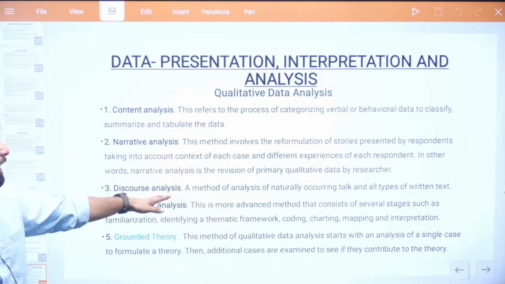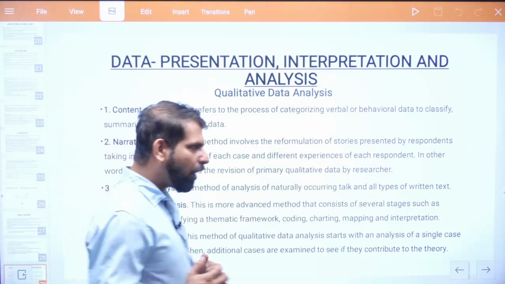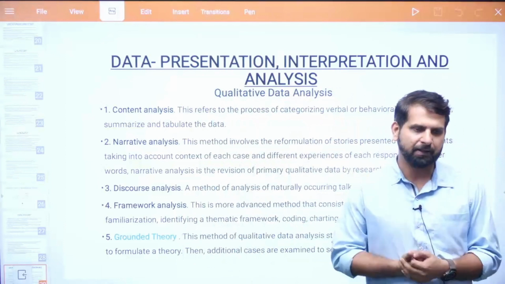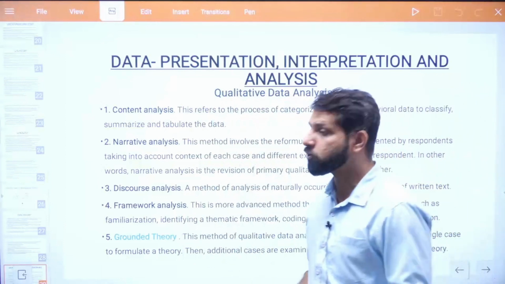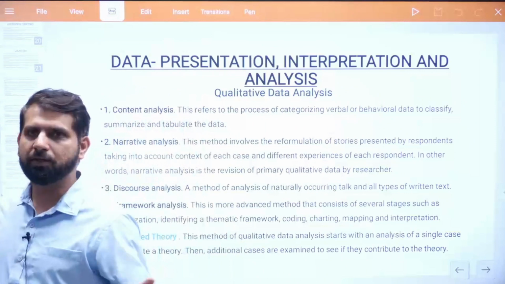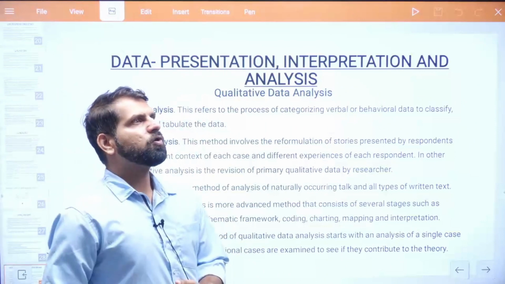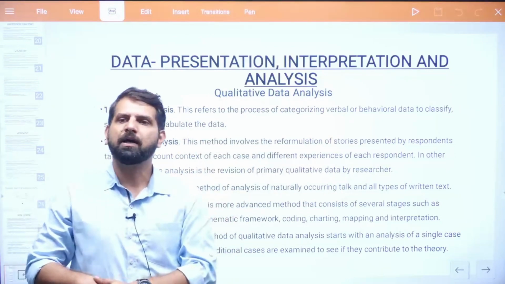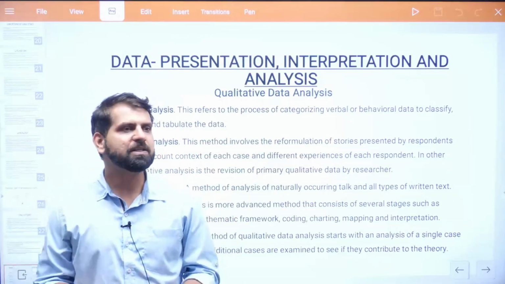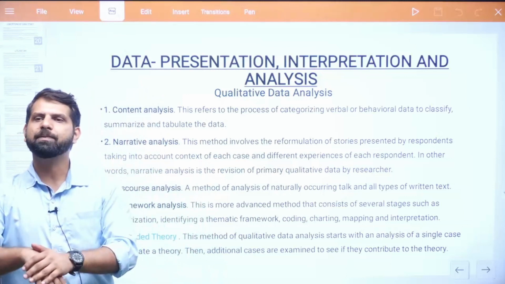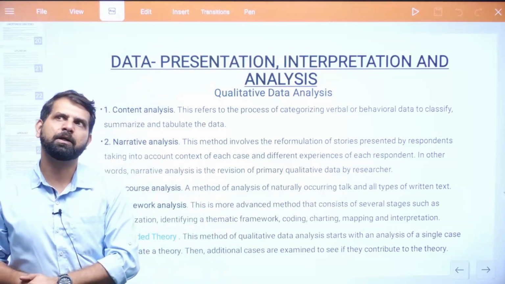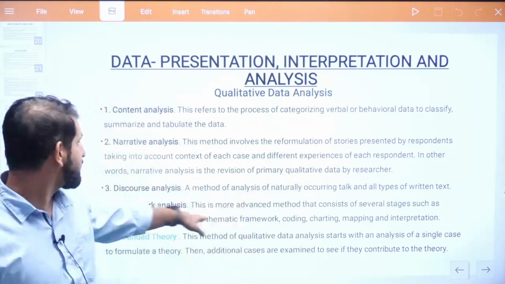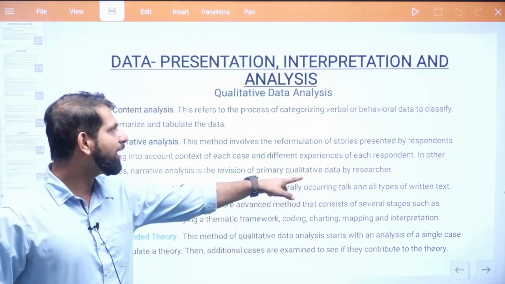Okay. Discourse analysis. So discourse is basically a word which is now very much prevalent in social sciences, especially after the 70s, 80s. In linguistics and anthropology, discourse analysis is very important, but it's not in the syllabus as such. So discourse is basically something which is very general and prevalent around you in terms of its language. A topic which is very profound around you, which is very much in discussion around you. So we do an analysis of that through discourse analysis. It is a method of analysis of naturally occurring talk and all types of written text.